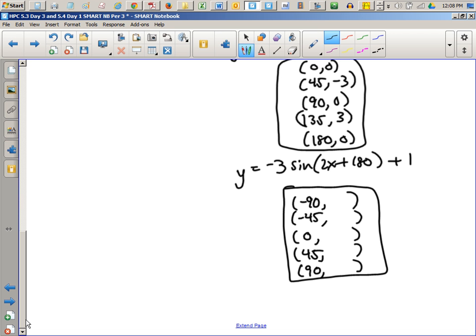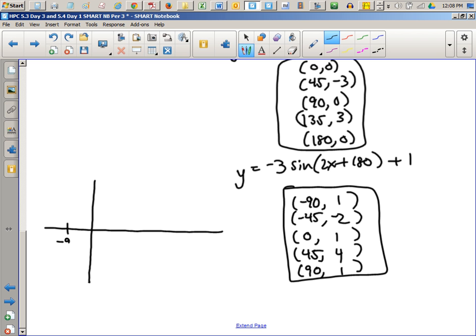I now need to add 1 to every y value to create an upshift. It becomes 1, negative 2, 1, 4, 1. If you plot these and connect the dots, you've got your graph. All right, so let me do that. You guys can use graph paper.